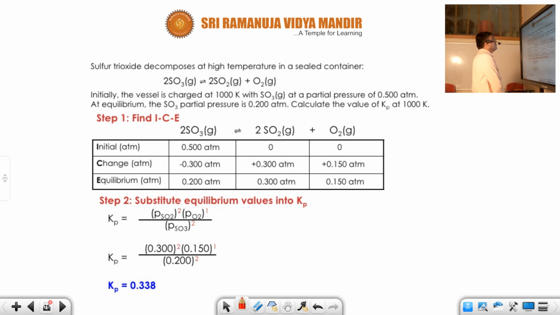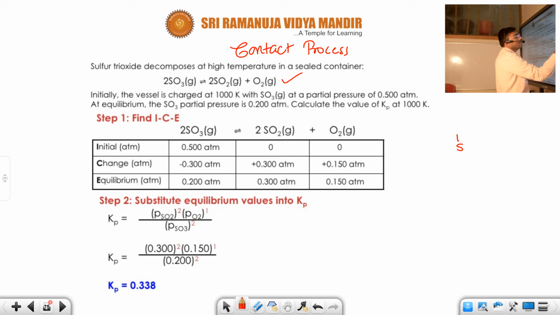Now let us look at another question. So sulfur trioxide gets dissociated into 2SO2 plus O2. Very important. This process is called contact process. This contact process is used to prepare sulfuric acid. What acid, students? Sulfuric acid. This is the king of chemicals. Sulfuric acid is king of chemicals.